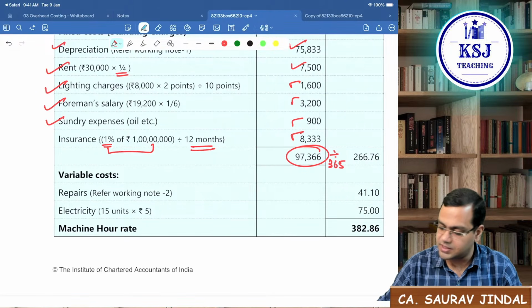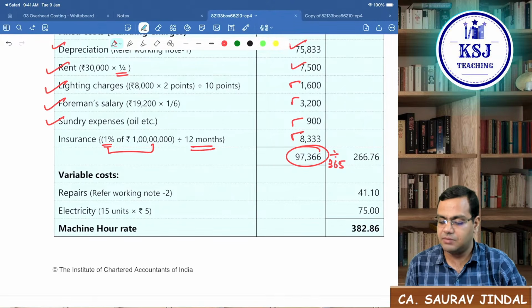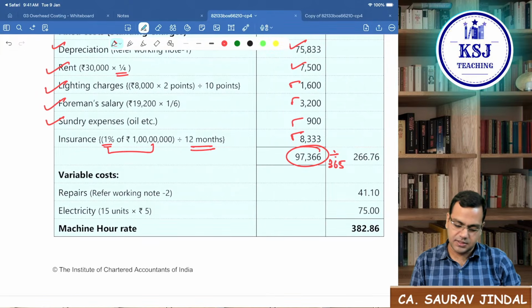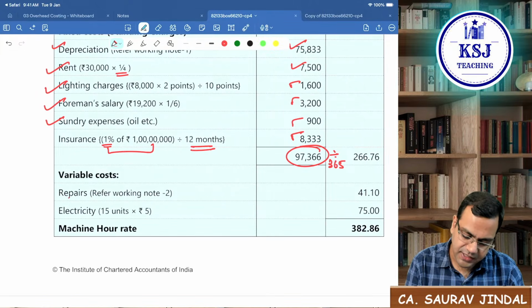We will just check once. 97,366 divided by 365. Yes, it comes to 266.76. Right? It will come to 266.76.